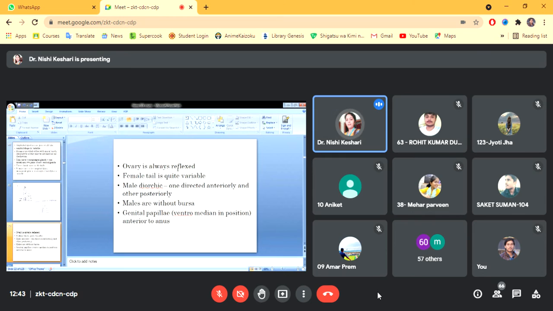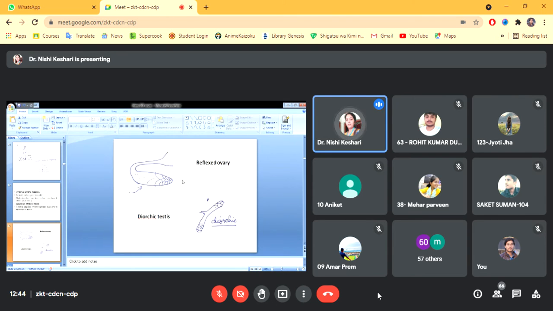The ovary is always reflexed because this is a large nematode that has to produce many eggs, so the ovary is also very long, and because of the long length, it is reflexed. Reflexed means they are in a folded state; they are not straight. Okay. Female tail is quite variable. Male diorchic means two testes are there, one directed anteriorly, the other posteriorly, and males are without a bursa. Males do not have a bursa. Genital papillae means on the tail they have some papillae. They are sensory structures to find the mates, and they are in an ventromedial position and anterior to the anus, meaning they are found just above the anus.